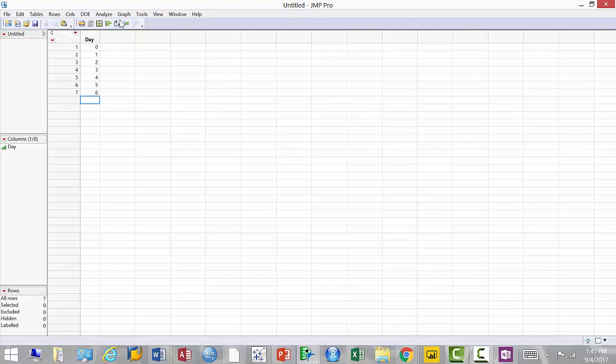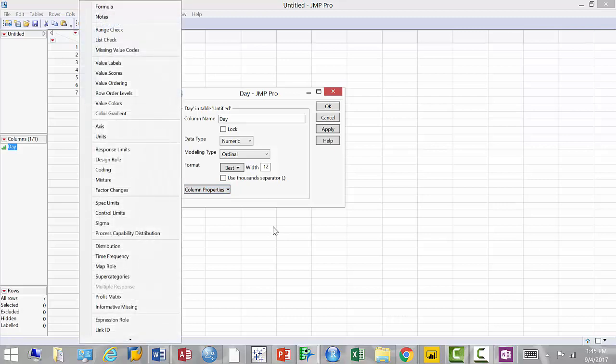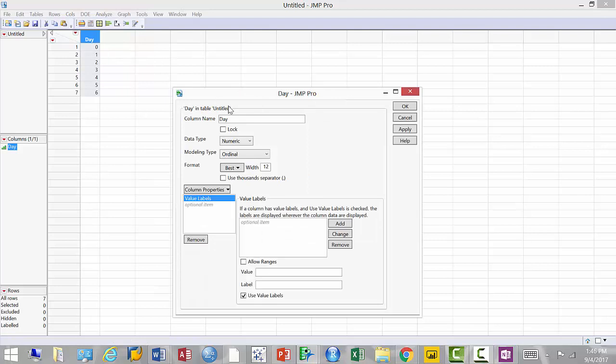Okay, so now let me go ahead and change the view a little bit, okay? If I double click on the title one more time, so that it shows up the same window for me again. Do you see at the bottom of this window there is something called column properties. So go ahead and click on the column properties, okay? And it has an option that says value labels, right? Okay, so go ahead and click on the value labels. Value of 0 corresponds to what label? Sunday.